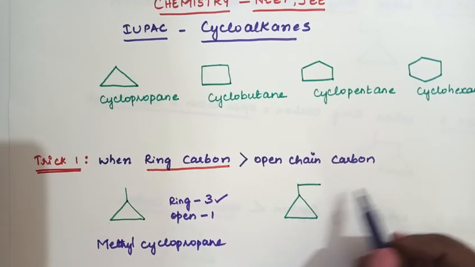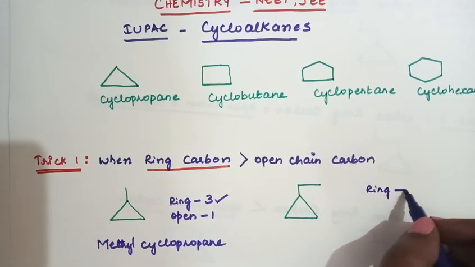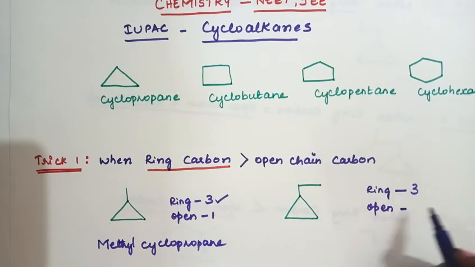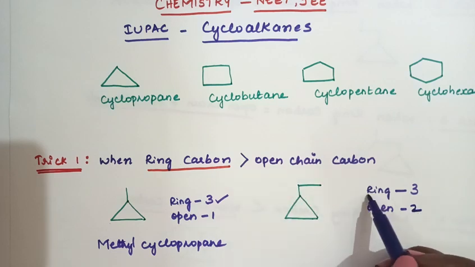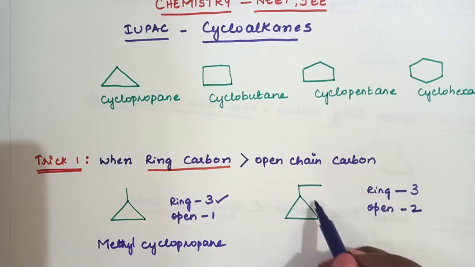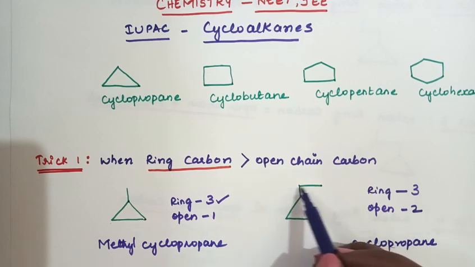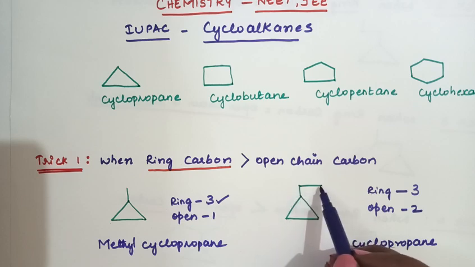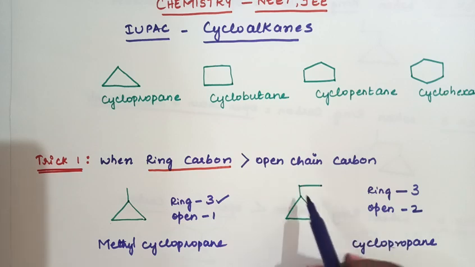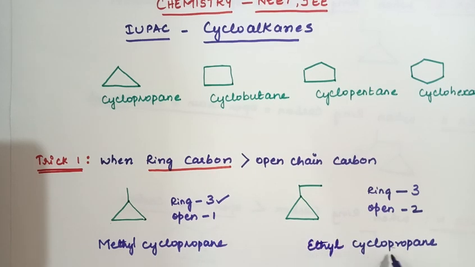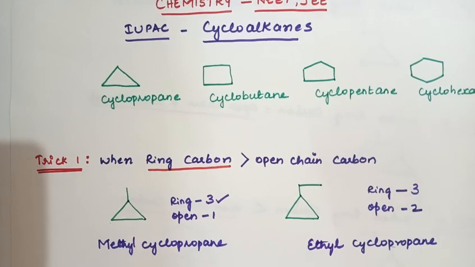So coming to this one. Here in the ring, how many carbon atoms are there? 1, 2, 3. And in the open chain, how many carbon atoms are present? 1, 2. So the ring has more carbon atoms, so give preference to that. That will become the parent chain, so it will be cyclopropane. And here the open chain has 2 carbon atoms, which means it is ethyl. So this becomes ethylcyclopropane. This will be the IUPAC nomenclature.